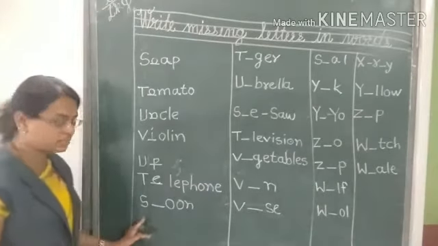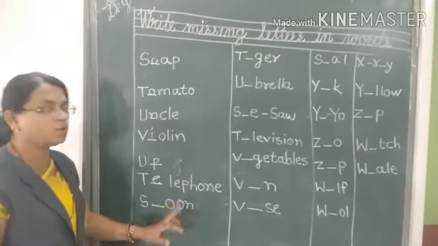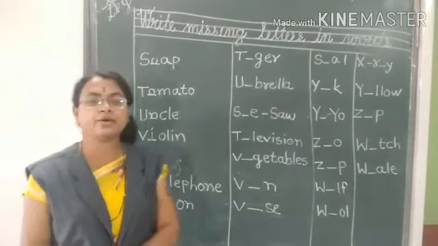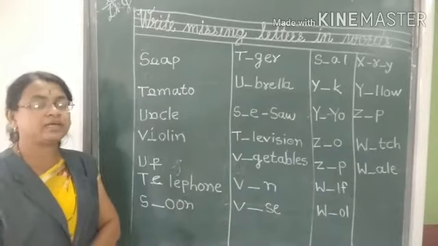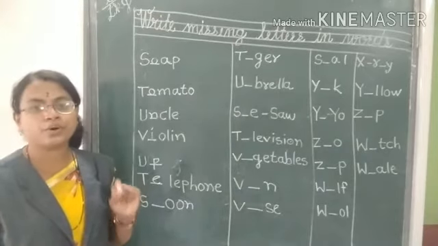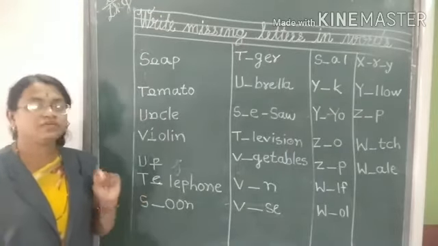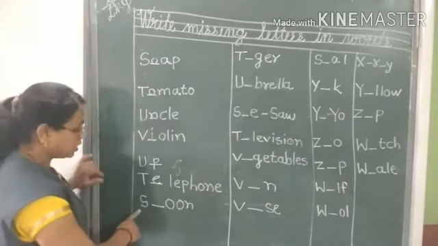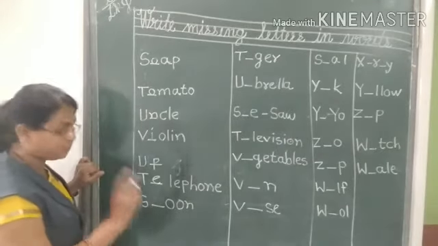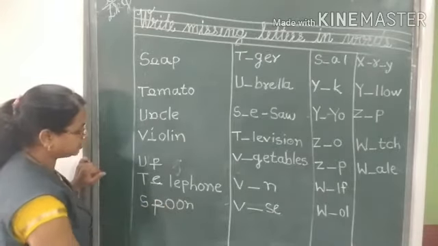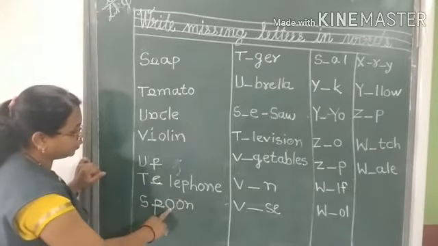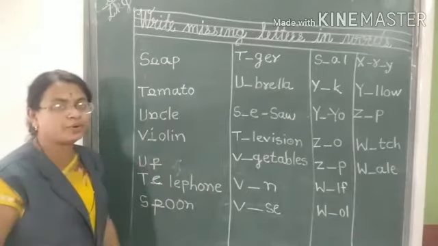Telephone. Next spelling is S dash O O N. This is the spelling of spoon. Tell me the spoon spelling. S P O O N, spoon. Which letter is missing after S letter? S P. Which letter is missing? S P. Again you need the spelling. S P O O N, spoon. Okay.